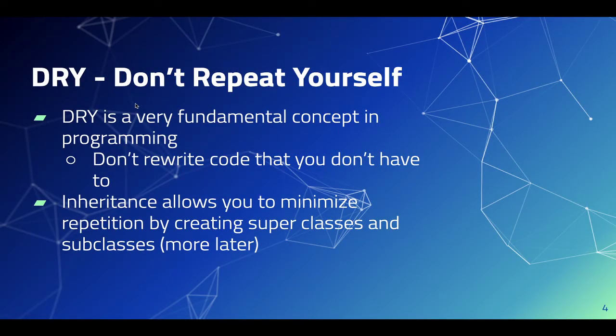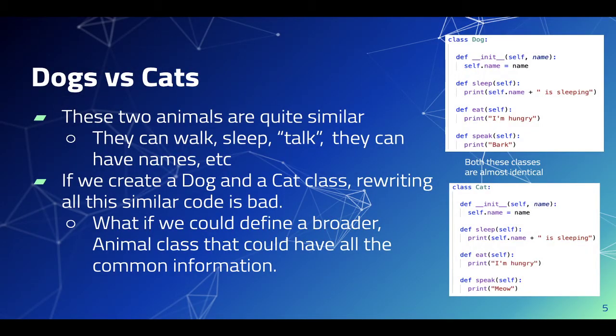So in programming, you never want to repeat yourself. So the DRY ideology, or the DRY method, don't repeat yourself, is a very fundamental concept in programming. You never want to rewrite code if you don't have to. Inheritance allows you to minimize repetition by creating parent classes called more formally superclasses and child classes called more formally subclasses. And we'll talk more on that later.